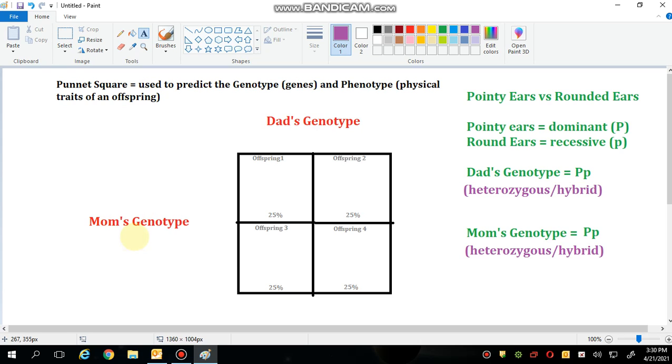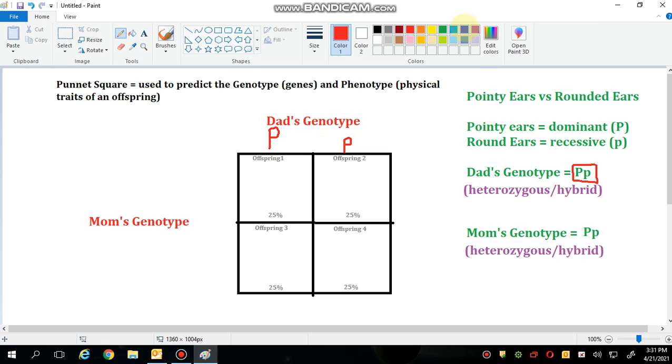And now we're going to try to figure out when they have kids, what will the kids have? Their earlobes, will they be pointed? Will they be rounded? Let's find out how to do this. So let's start with dad's genotype. I'm going to put dad's genotype in color red, starting with the first box right here, offspring number 1. Dad's genotype is capital P, lowercase p. So I'll put capital P over here and lowercase p over here. That is dad's genotype, okay?